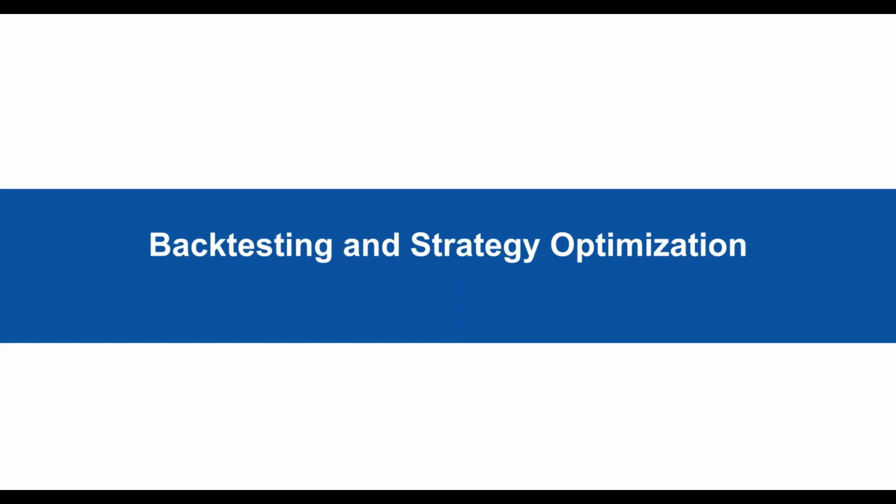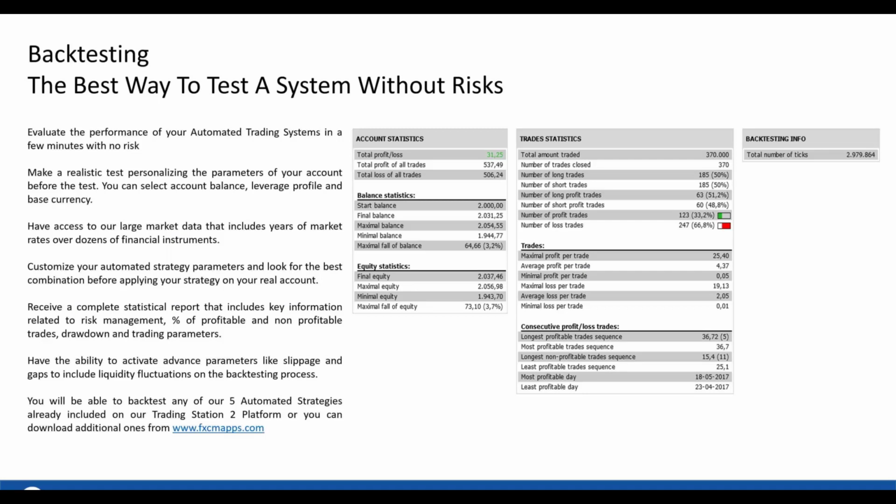Backtesting and strategy optimization. Backtesting, the best way to test a system without risks. Evaluate the performance of your automated trading systems in a few minutes with no risk. Make a realistic test personalizing the parameters of your account before the test. You can select account balance, leverage profile, and base currency. Have access to our large market data that includes years of market rates over dozens of financial instruments.